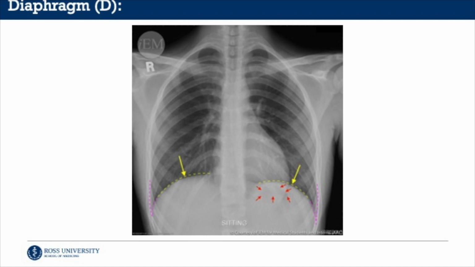Lack of a sharp contrast between the costophrenic angles and the lung parenchyma can be indicative of fluid accumulation and consolidation, for example, in a patient with pneumonia. The red arrow is showing a gastric air bubble, while the pink dashed lines are representing the costophrenic angles.